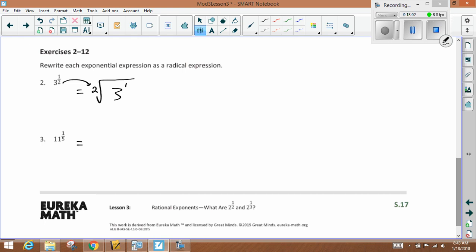11 to the 1/5 power. You guessed it, it's the 5th root of 11. And that's not all. There's more. If you act now, we'll do the next page.